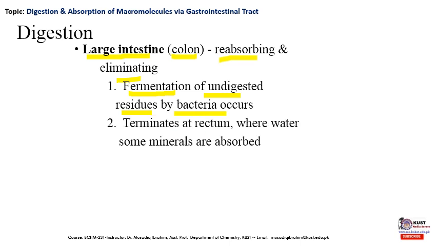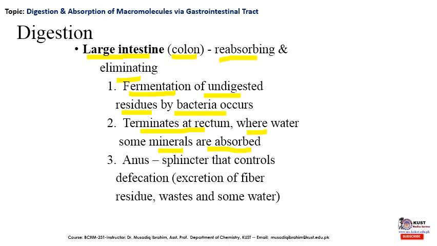And the large intestine ends at the rectum, which we discussed in the anatomy of the gastrointestinal tract, where water and some minerals are absorbed. And finally you have the anus, which is a specialized type of sphincter muscle that controls defecation, which is the excretion of fiber residues, some waste materials and some water.